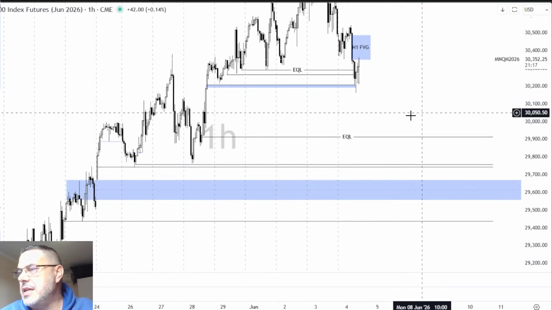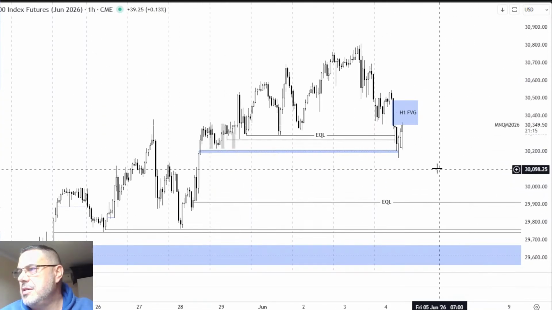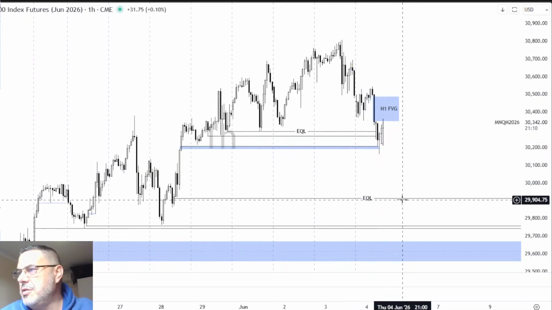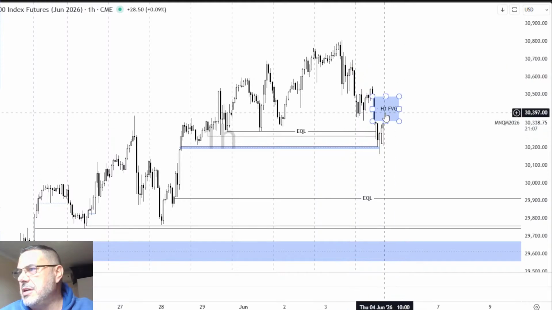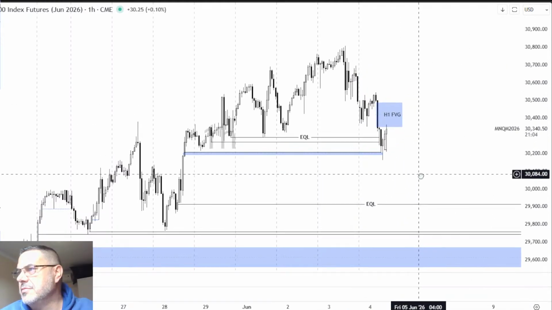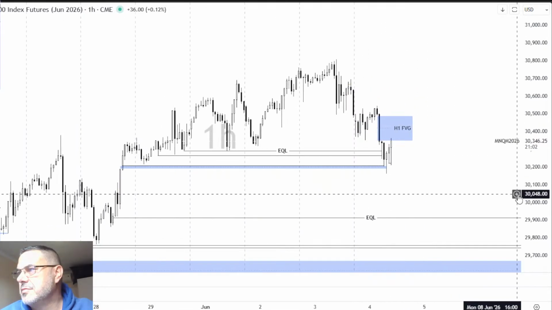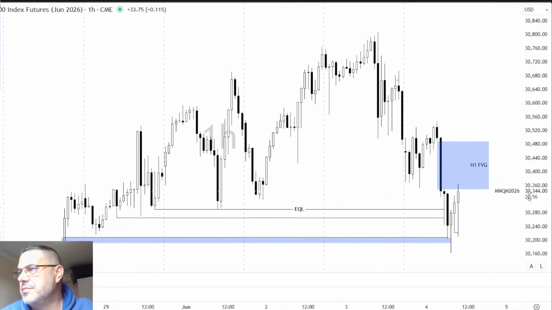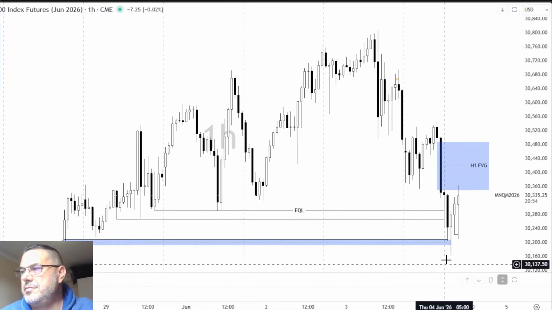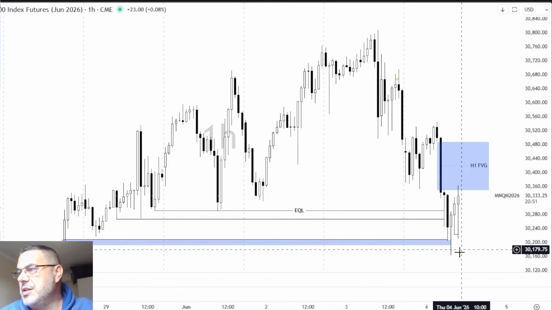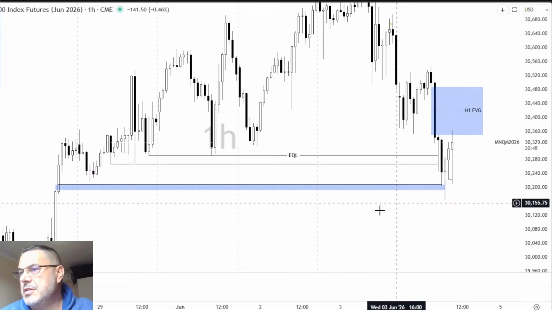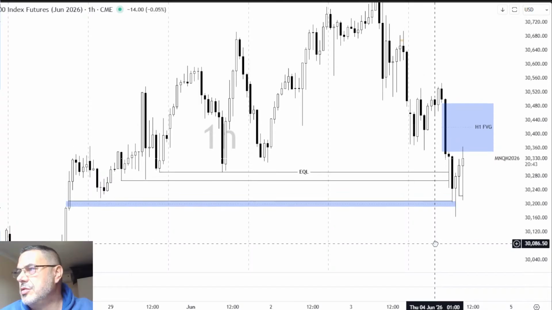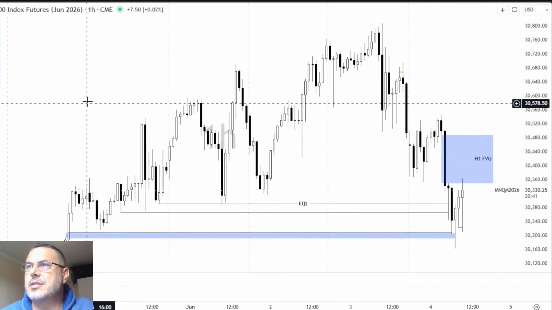I don't know if there's any news coming out from Trump, but if we sell off here, I don't know if we will get there. I think this might go in a little bit of a side move here, if you ask me. But if we bounce here, the first place you're going to target is this low, which is nicely in this fair value gap. So this low for sure is going to be a target.